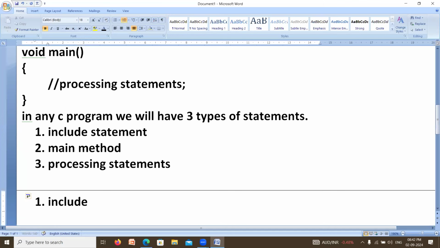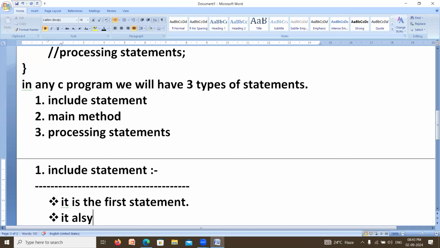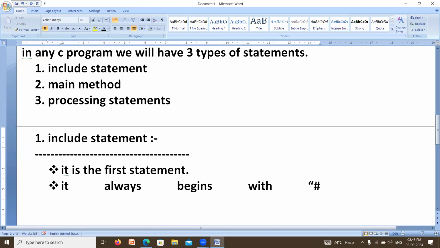What is the include statement? Actually, you have to write the include statement on top of the program. So it is called the first statement in any program. It always begins with the hash symbol.